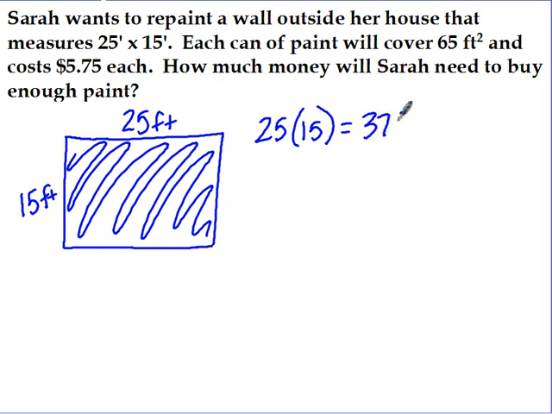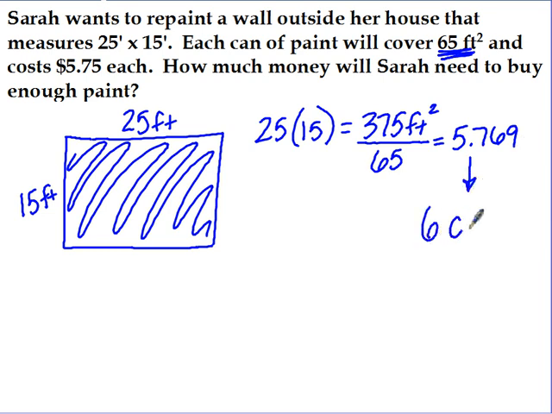square feet. Now, I'm not going to take that times $5.75. I need to figure out how many cans of paint I need first. So if I divide by 65, because that's how much each can covers, I get 5.769. Now, I can't go to Walmart or to Sherwin-Williams and say, hey, I need 5.7 cans of paint. No, we're going to have to round this up to 6 cans. You'll have some left over, but that's always the case with painting. You always have some left over. So 6 cans times $5.75 gives you a total of $34.50.